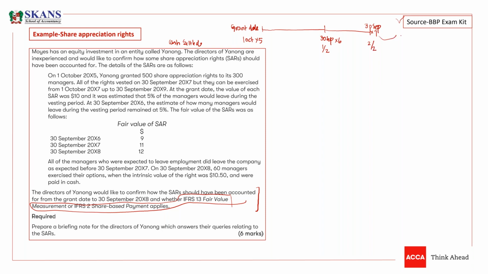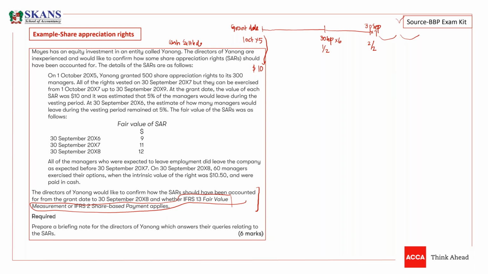And they can exercise these rights at any time in X8 or X9. So what is the next treatment, guys? At the grant date, the value of each SAR was 10. Now, what is the next point? I will not use the value at grant date. This is share-based payment and the cash settled share-based payment. I'm not going to use the value of grant date. I'm going to remeasure it again and again.